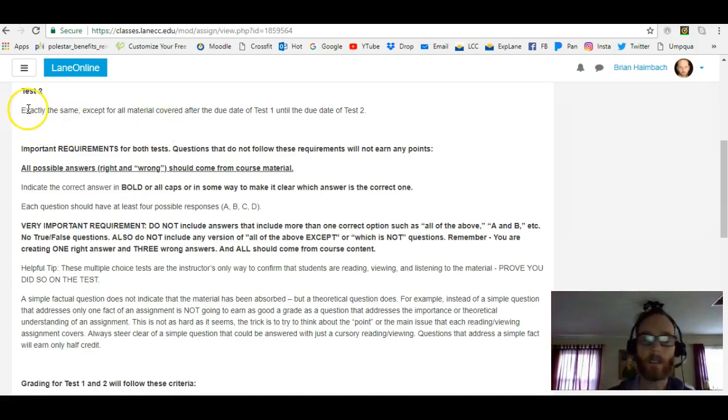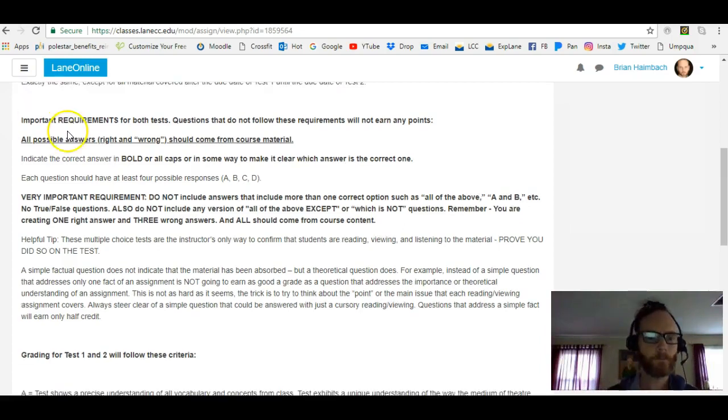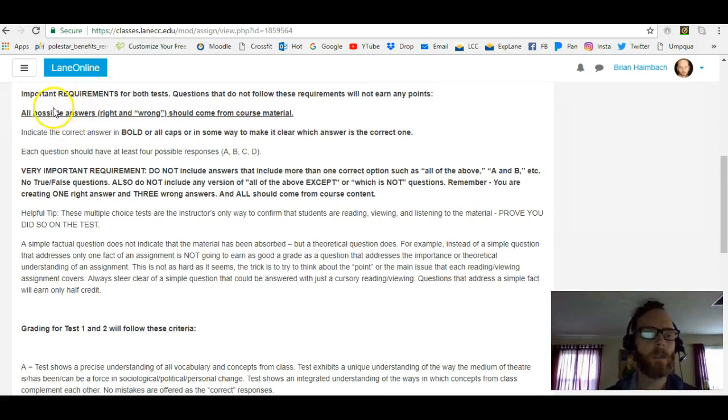Test 2 is exactly the same as this, except it's for the material from after test 1 until the end. So, most important part of this description of the assignment. These are requirements for both tests. Questions that do not follow these requirements will not earn any points. So, if there's 20 questions, then I deduct that number evenly divided by 100, and if the question doesn't do that, then you don't get that question right.